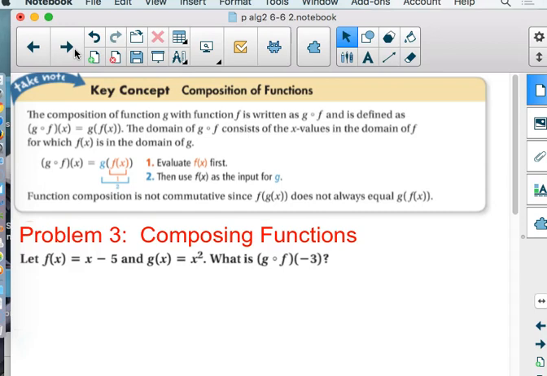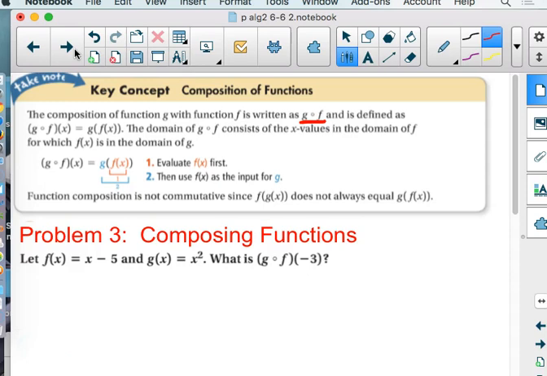Composition of functions. Here comes the notation. The composition of function g with function f is written as g little bubble f. Little bubble means composition. Now, what that also tells us is the order that we're supposed to do this in.